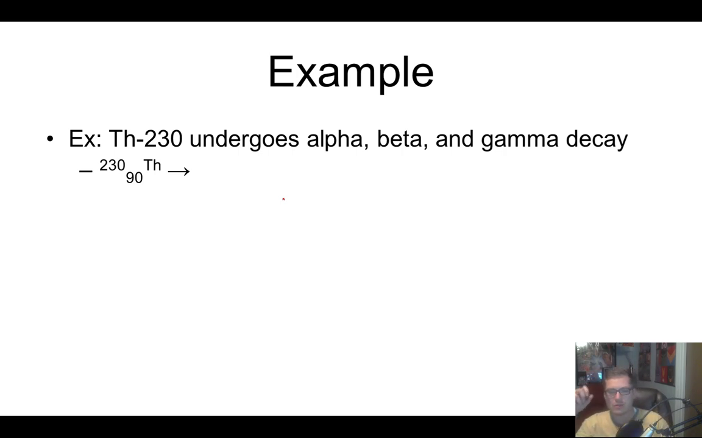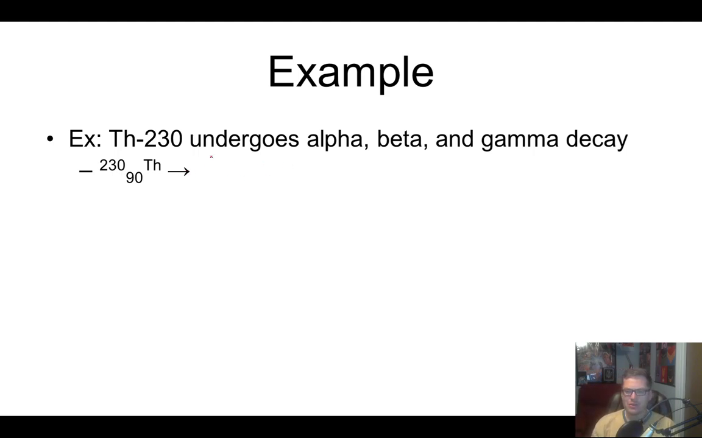We've got thorium-230 undergoing alpha, beta, and gamma decay. We're going to work this a couple of ways. We're going to do it individually and see what it does, and then we're going to do it so they all happen at the same time, just for funsies, to see if we can.